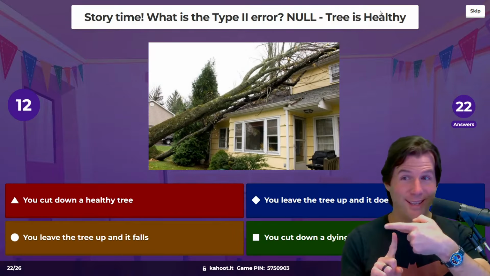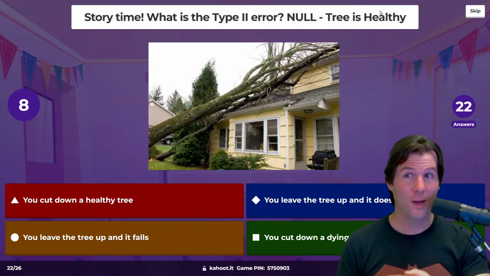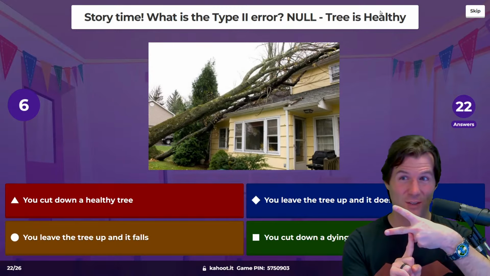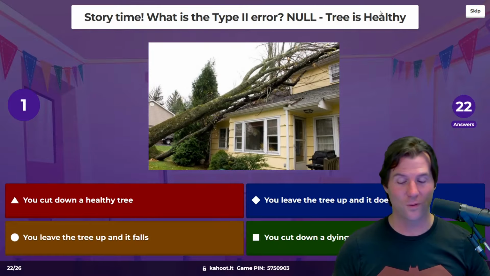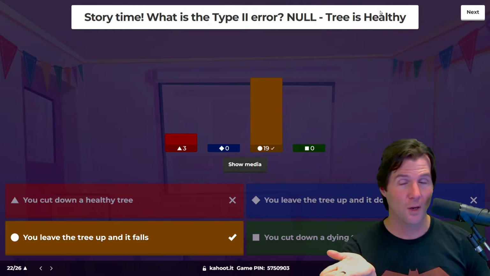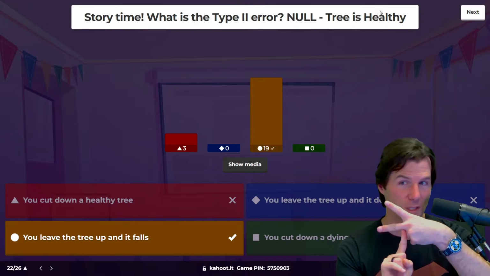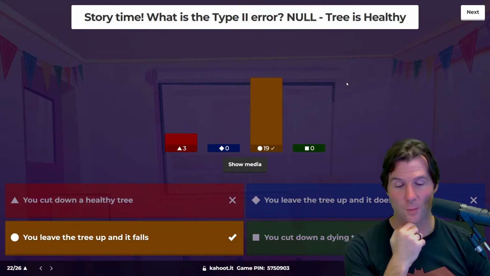In a type 1 error, the tree is healthy, but you chop it down because you reject that the tree is healthy. In a type 2 error, it's false that the tree is healthy, so the tree is sick, but you fail to reject that, so you keep it up, and the tree falls on your house. You leave the tree up and it falls is the type 2 error because the null is false, the tree is not healthy, but you fail to reject the null. You continue to believe the tree is healthy when you shouldn't.